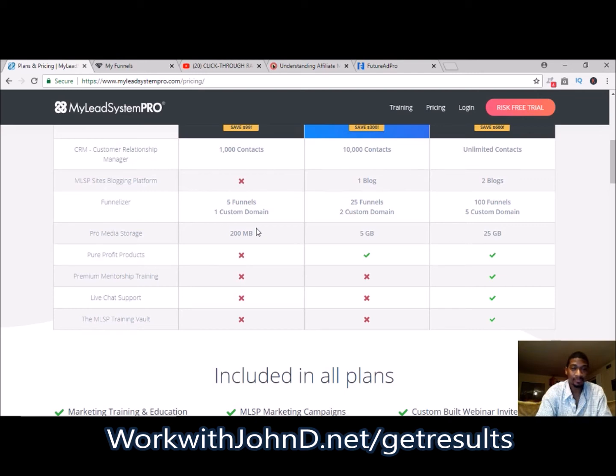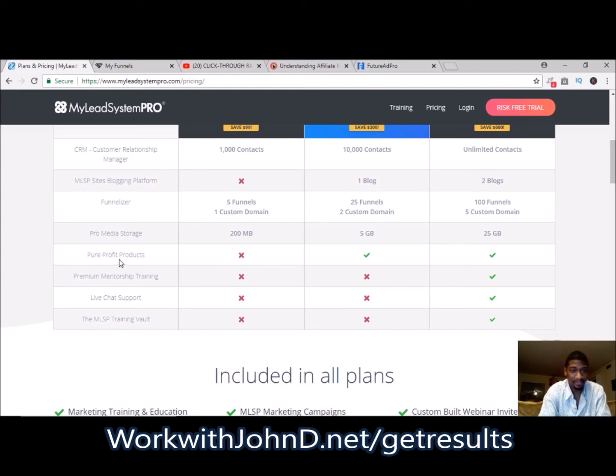So this is good stuff to have access to, because after you upload a bunch of images, that 200 megabytes is gone. For the professional, you get 5 gigabytes, and for premium, you get 25 gigabytes of pro media storage. So that's a lot of images, videos, ebooks and other content you can upload to benefit your prospects.